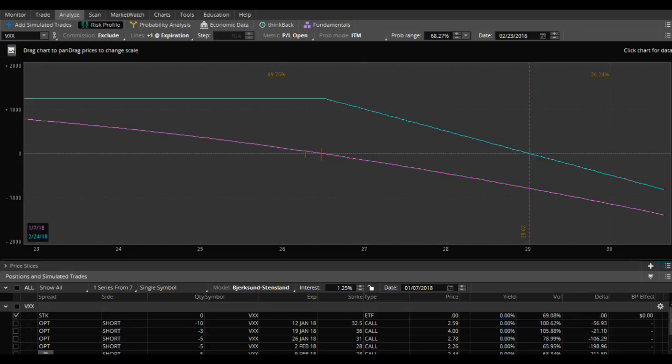Not going to spend a ton of time here in VIX. This is our weekly VIX trade that we try to get into every single week.